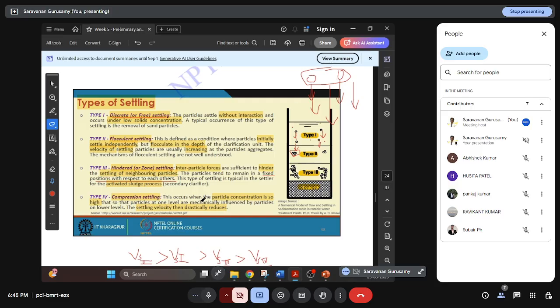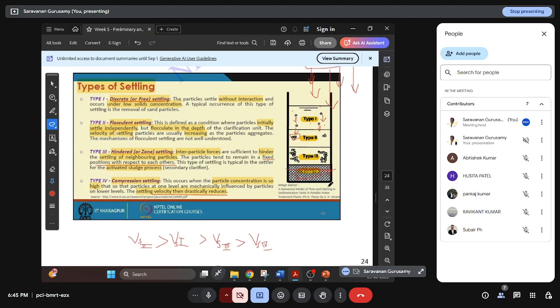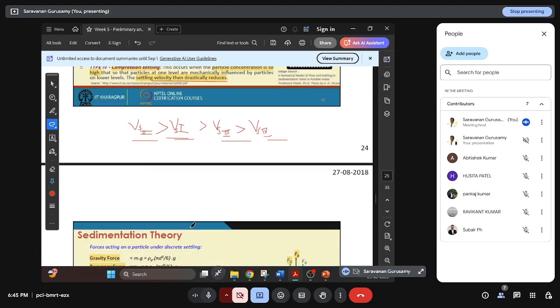Then compression settling. Compression settling has a very high concentration. Here, particles are compressed by gravity. All are already settled, and again there is settlement due to compression. That is, the weight of the above particles settles the particles below. So the settling velocity is drastically reduced. No more velocity; it settles based on weight. If you think about the velocity, Vs2 will have a higher velocity because of larger particles than Vs1, then Vs3, Vs4. This is the order of settling velocity.